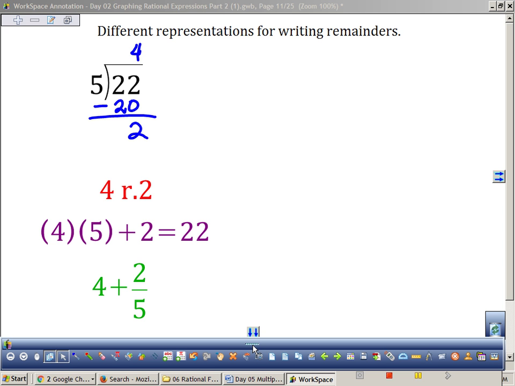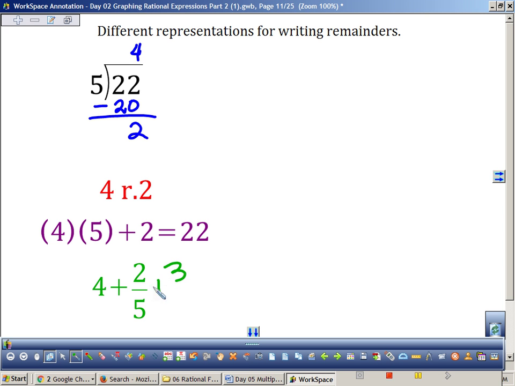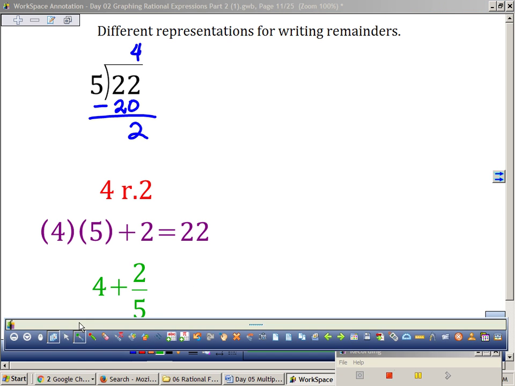Or we could write it like that: 4 and 2 out of 5 left over. Okay, so this means I have 2 left over out of a group of 5. So if I wanted to make a whole group, wouldn't I just have to add 3 more out of 5 to get 5 out of 5, and then I have myself a whole another group, right? Okay. This is the one we're going to use right here. So let's look at this.